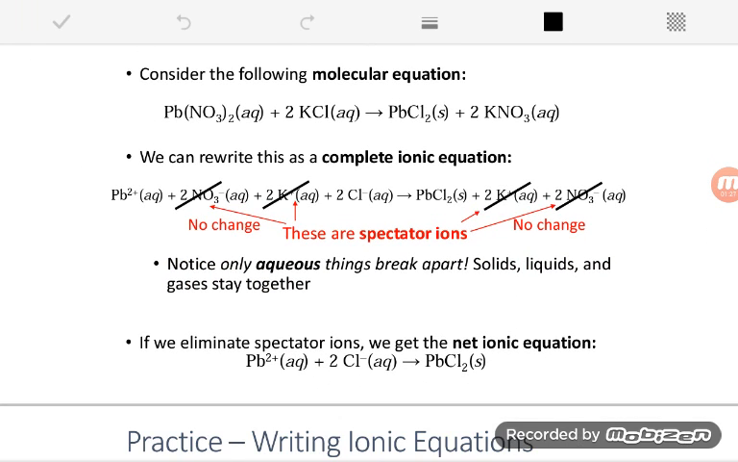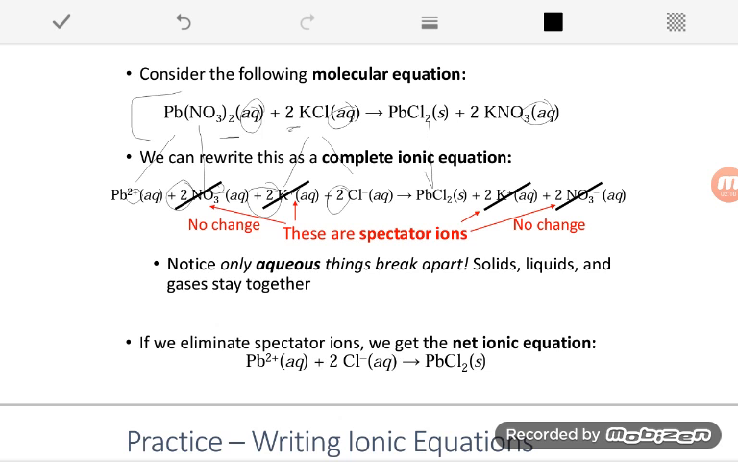For this molecular equation, lead nitrate reacting with potassium chloride to form lead chloride and potassium nitrate, we can rewrite it to show how all of the aqueous, i.e. soluble compounds, break apart. So for instance, the lead nitrate would break apart into lead and nitrate, and notice we put the charge on each one of these as well as how many are generated. Since there are 2 nitrates in this compound, when it breaks apart, we end up with 2 right there. Similarly, potassium chloride breaks apart into potassium and chloride. There's a 2 in front of the whole compound, so this gets distributed. That's why there's a 2 in front of the potassium and the chloride.